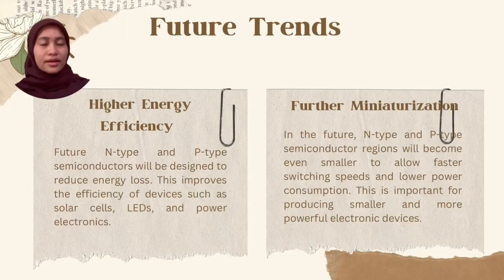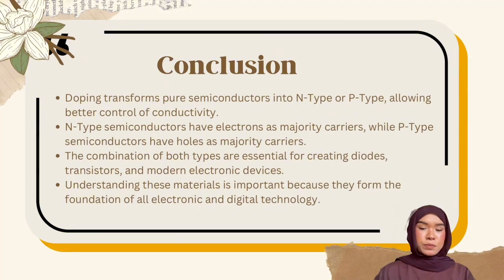The third is higher energy efficiency. So in the future, semiconductors will be designed to reduce energy loss. This helps devices like solar cells and LEDs to work more efficiently. Lastly is further miniaturization. So the N-type and P-type will become even smaller, as smaller devices work faster and use less power.